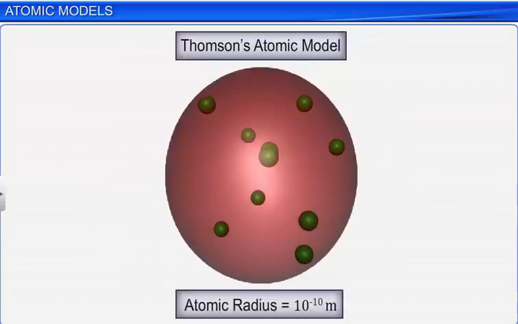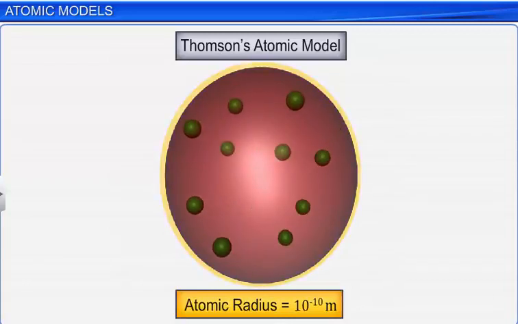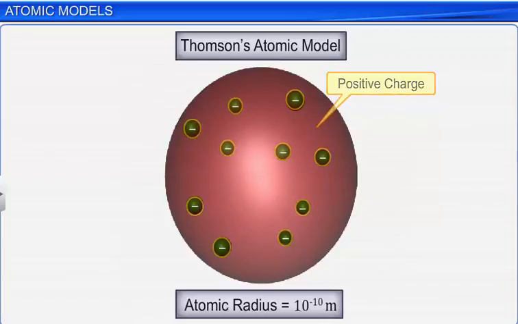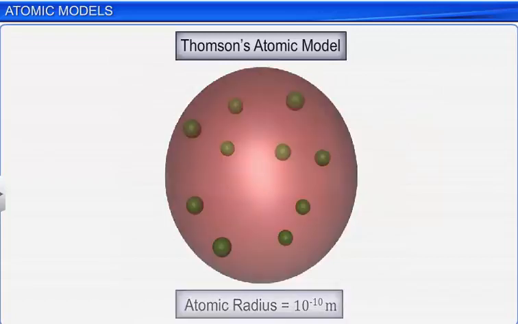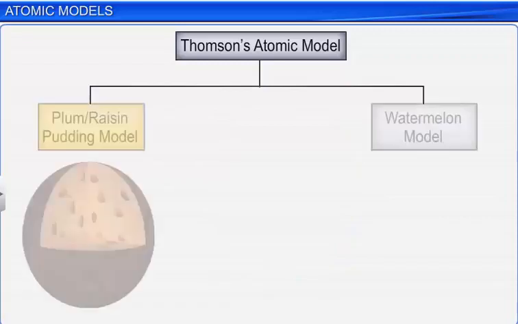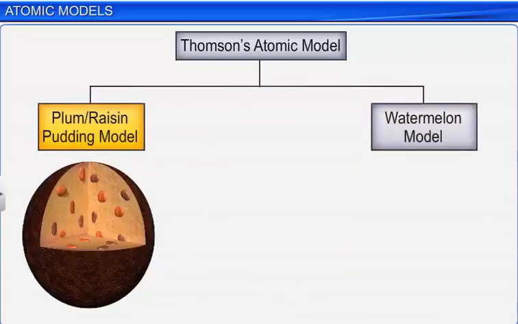According to this model, an atom is a sphere of radius 10 to the power minus 10 meter with uniform distribution of mass and positive charge, with negatively charged particles called electrons embedded in it. In this model, the negatively charged particles embedded in evenly spread positive charge can be visualized as plums or raisins or seeds embedded in a pudding or watermelon. Therefore, this model is also called plum pudding, raisin pudding, or watermelon model.